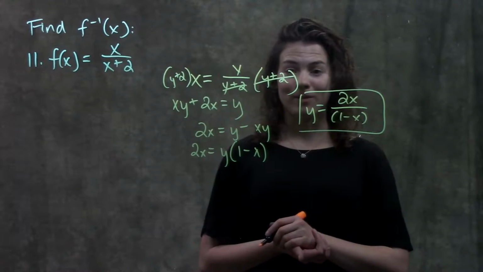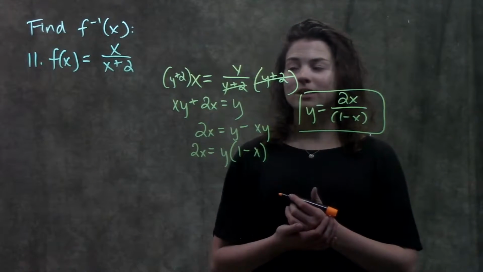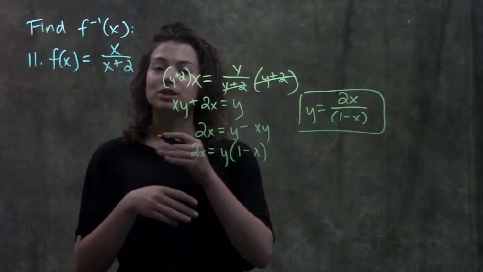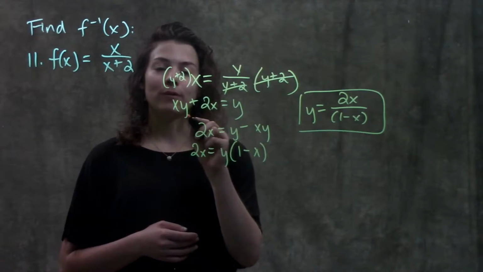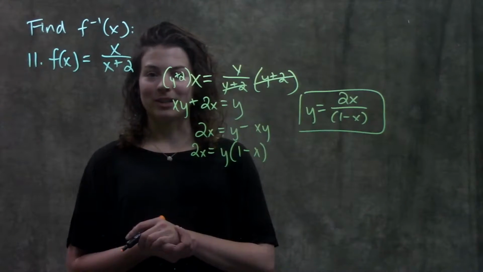And that's it for this problem. So remember, to find inverse functions, one way you can do it is to switch your x's and y's, and then just solve for your y, and you'll get your new inverse function.